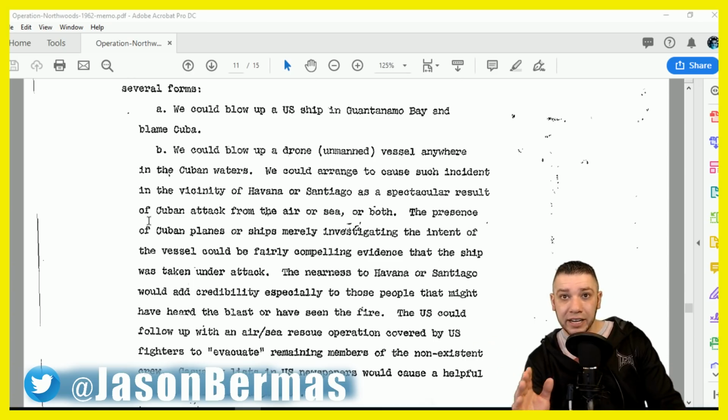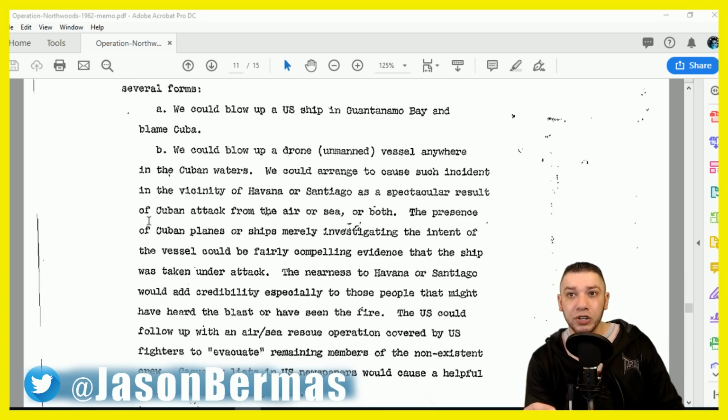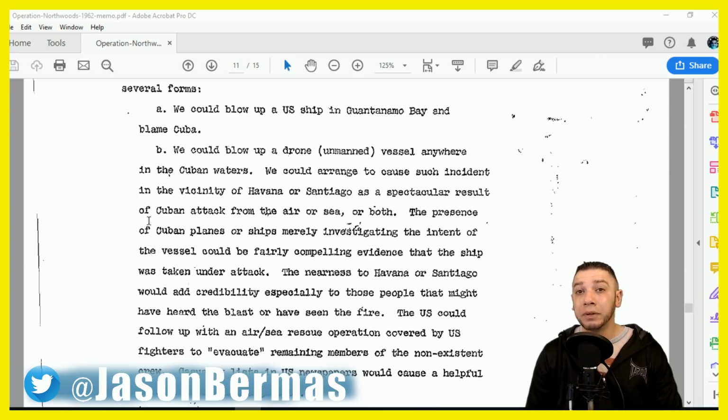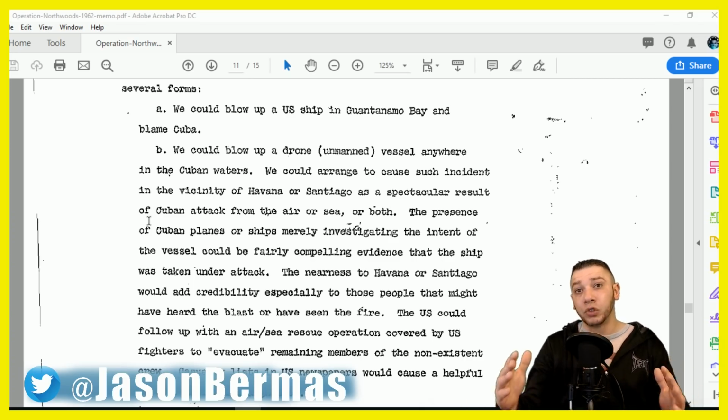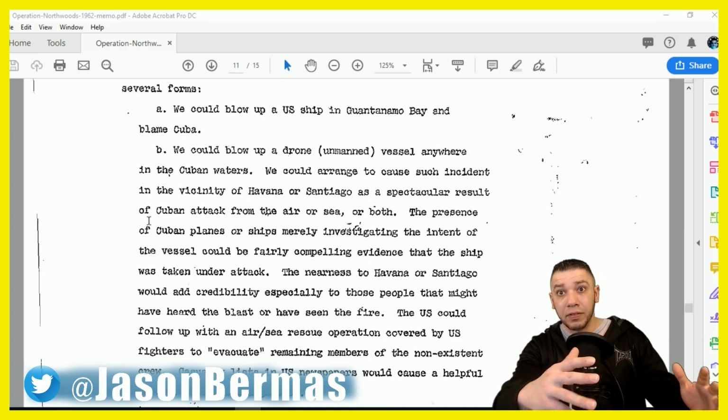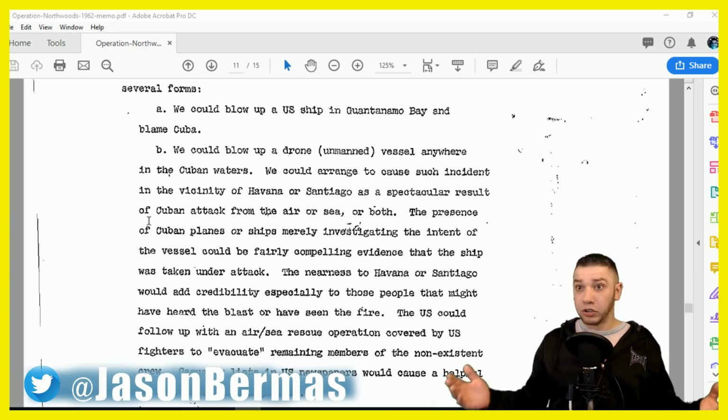So anywhere in the Cuban waters, we could arrange to cause such incident in the vicinity of Havana or Santiago, as well as spectacular result of the Cuban attack from the air or sea or both. Okay, now we're talking Air Force stuff. The presence of Cuban planes or ships merely investigating the intent of the vessel could be fairly compelling evidence that the ship was taken under attack. Okay, so again, they stage an attack. They hope that actual ships and planes come out there, and then they say, look, they're out here. This is pretty convincing evidence they're the ones that caused it. Who else could have caused it?